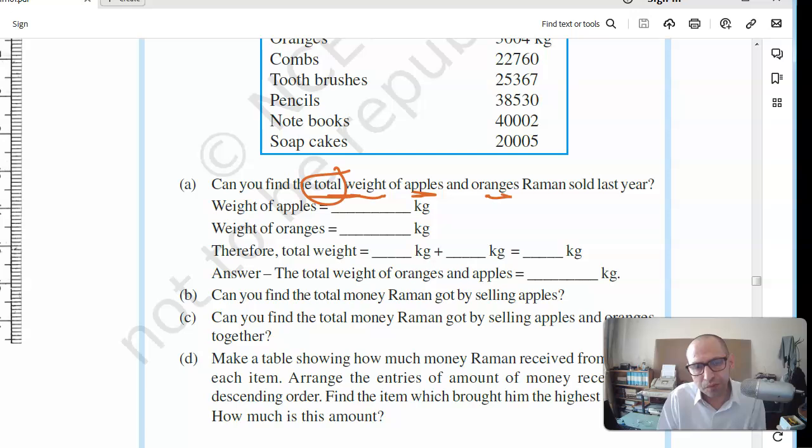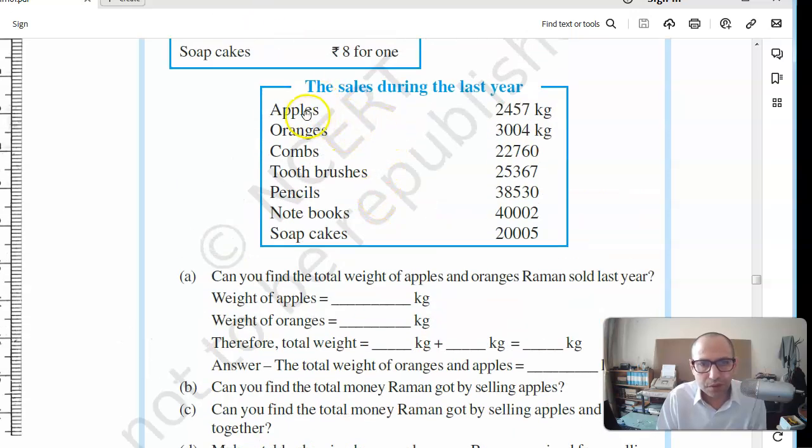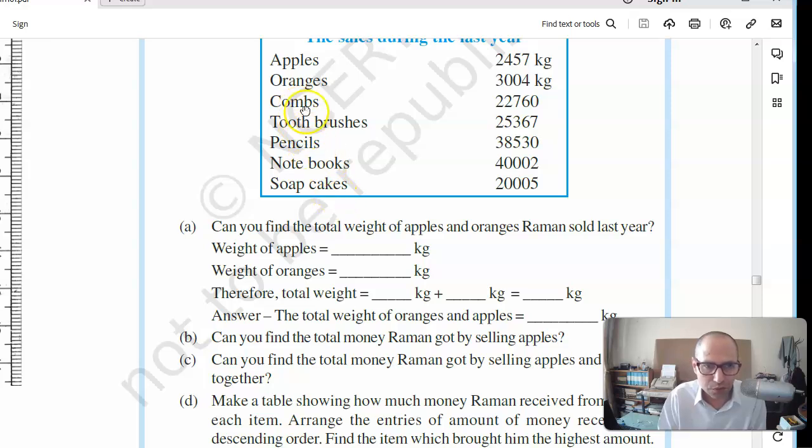Then of course you have to add things up. So here you would use addition, right? Over here you have the weight for apples, which is 2,457 kilograms. The weight for oranges was 3,004 kilograms. If you add these up, that would be the total weight for the apples and oranges, right?